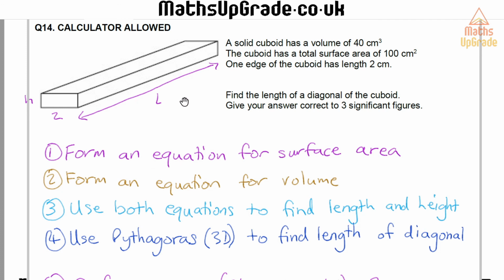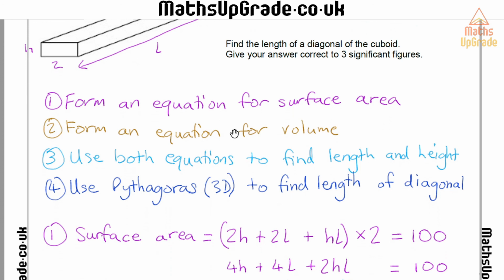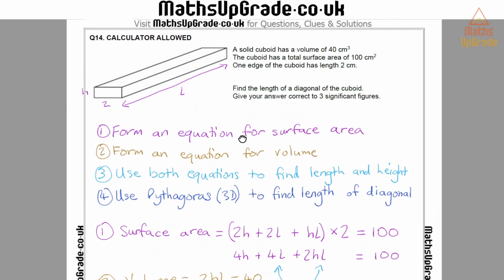Then, once I've got that, it's just a matter of using Pythagoras in 3D to find the length of that diagonal, and remember to round your answer to 3 significant figures. The whole question there is worth 6 marks, and it is a tough question. So first things first, I'm going to find the surface area of the cuboid.